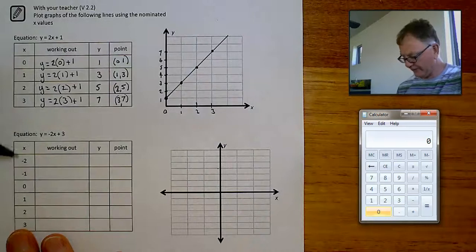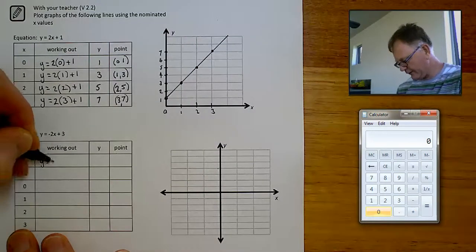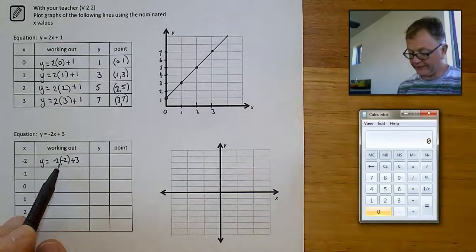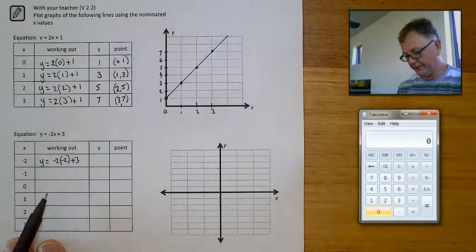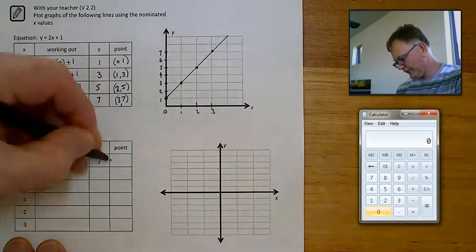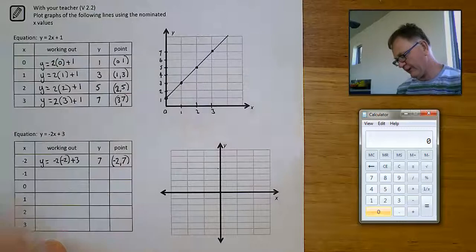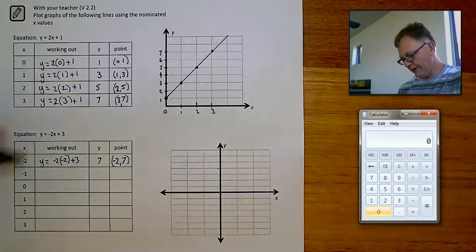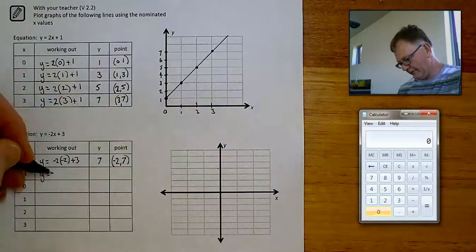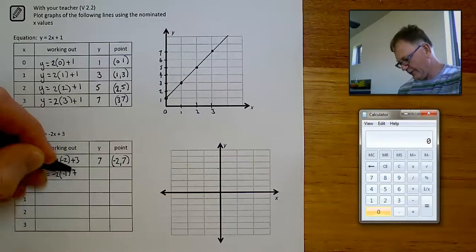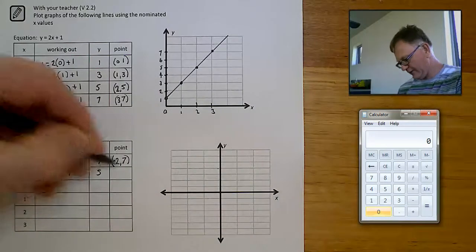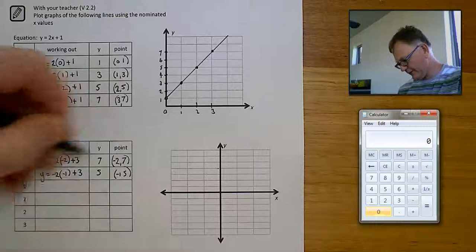So when x equals minus 2, y will equal negative 2 times negative 2 plus 3. Negative times negative equals positive. That'll equal 4 plus 3, which equals 7. The point (-2, 7) is a point on our graph. I could put these on as I go, or I could work them all out and then put them all on at the end. I think that's what I'm going to do. So when x equals minus 1, y equals negative 2 times minus 1 plus 3. That'll be positive 2 plus 3 is 5. The point (-1, 5) is on the graph.